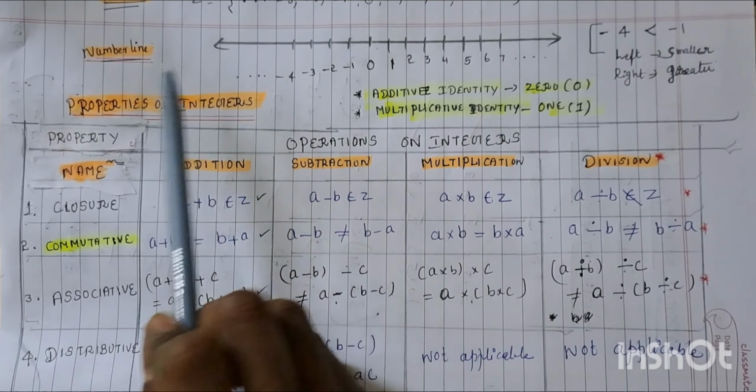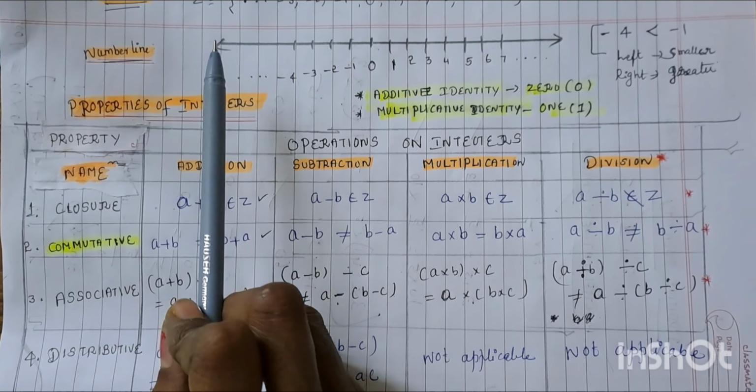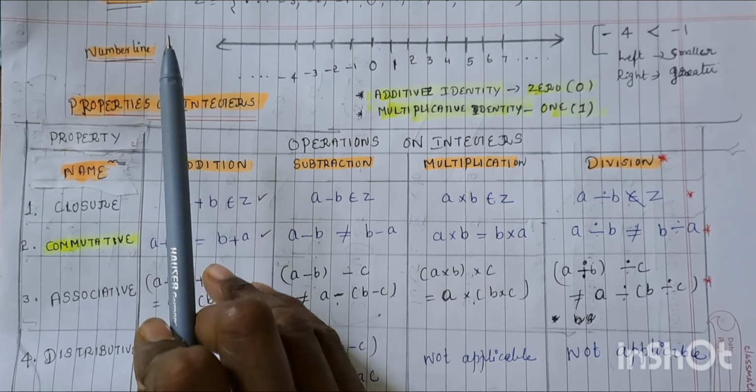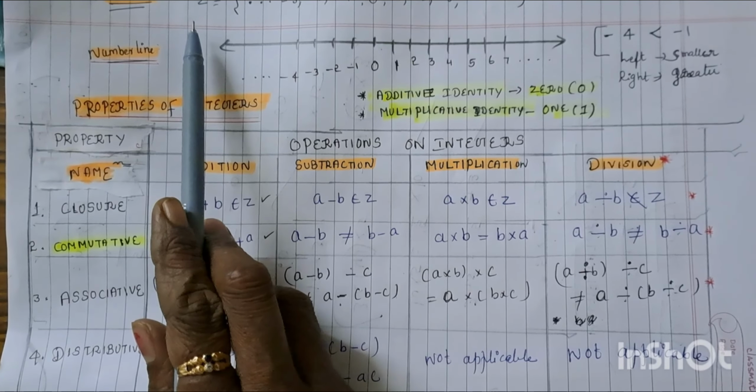Hi viewers. In the last class we saw what whole numbers are and what the properties of whole numbers are. In this class we are going to see what integers are and what their properties are. Integers are represented by the letter Z.